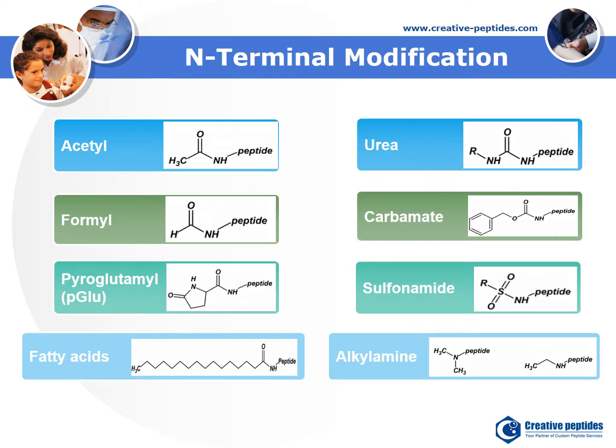Via N-terminal acetylation, the charge is removed from the amino terminus of a peptide. Generally, acetyl modification is recommended to make the peptide more closely mimic the charge state in the native protein. Options include the following: acetyl, formyl, pyroglutamic (P-glu), fatty acids, urea, carbamate, sulfonamide, alkylamine.